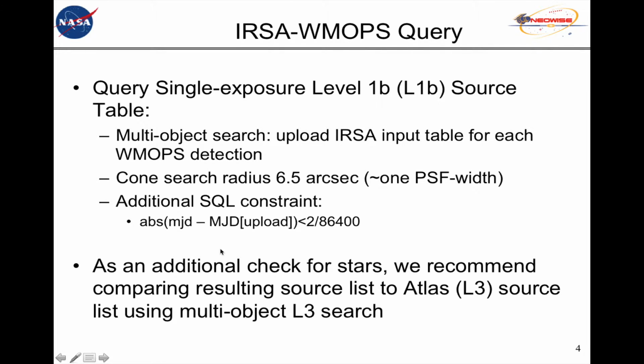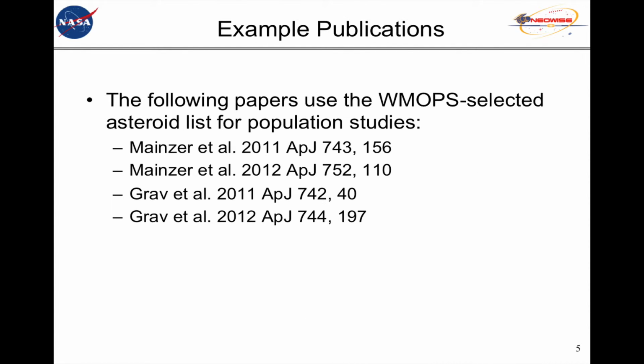As an additional check, it's recommended that you compare the resulting sources from the output of the database query for the single exposure to the Atlas source list using multi-object searches in the level 3 products. This was the method used for the following papers in order to create debiased population studies from the WMOPS detections. Thank you.